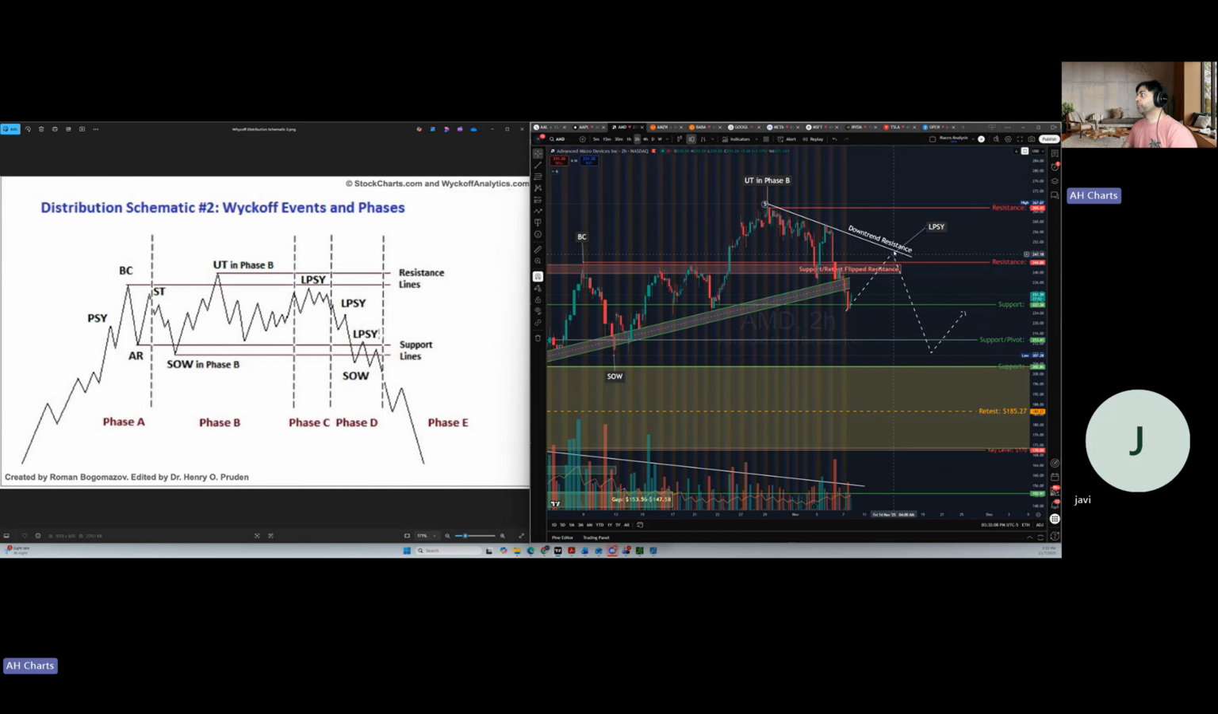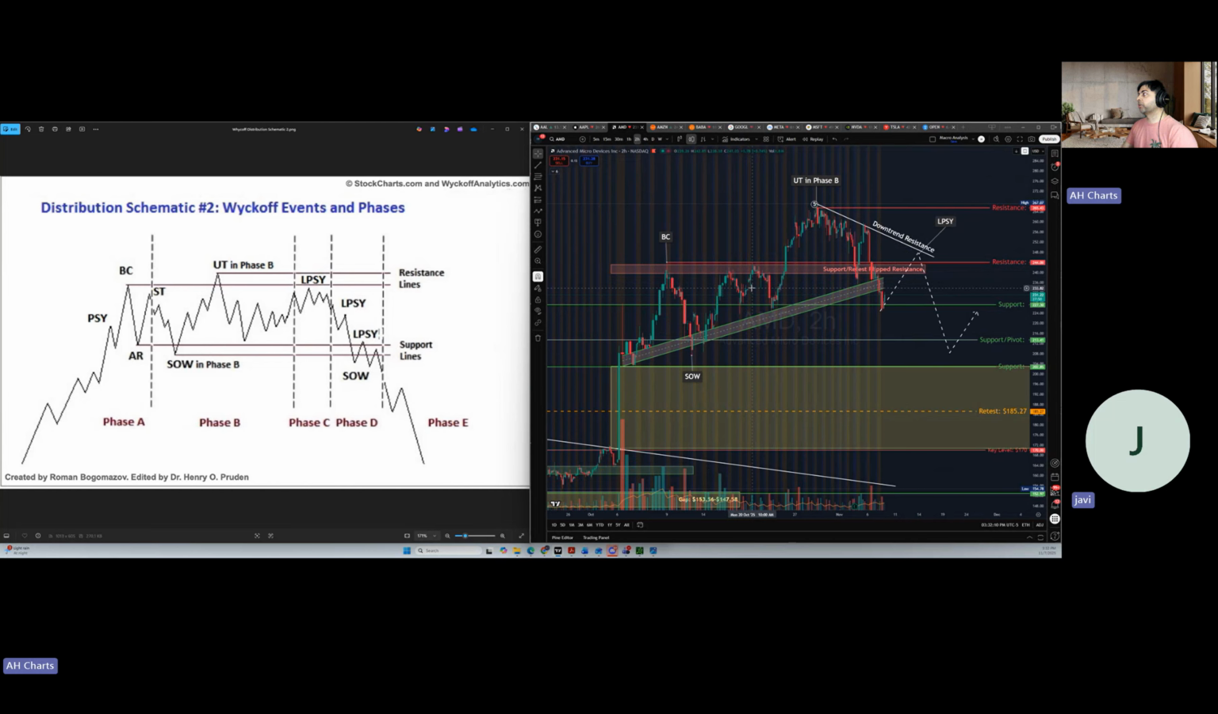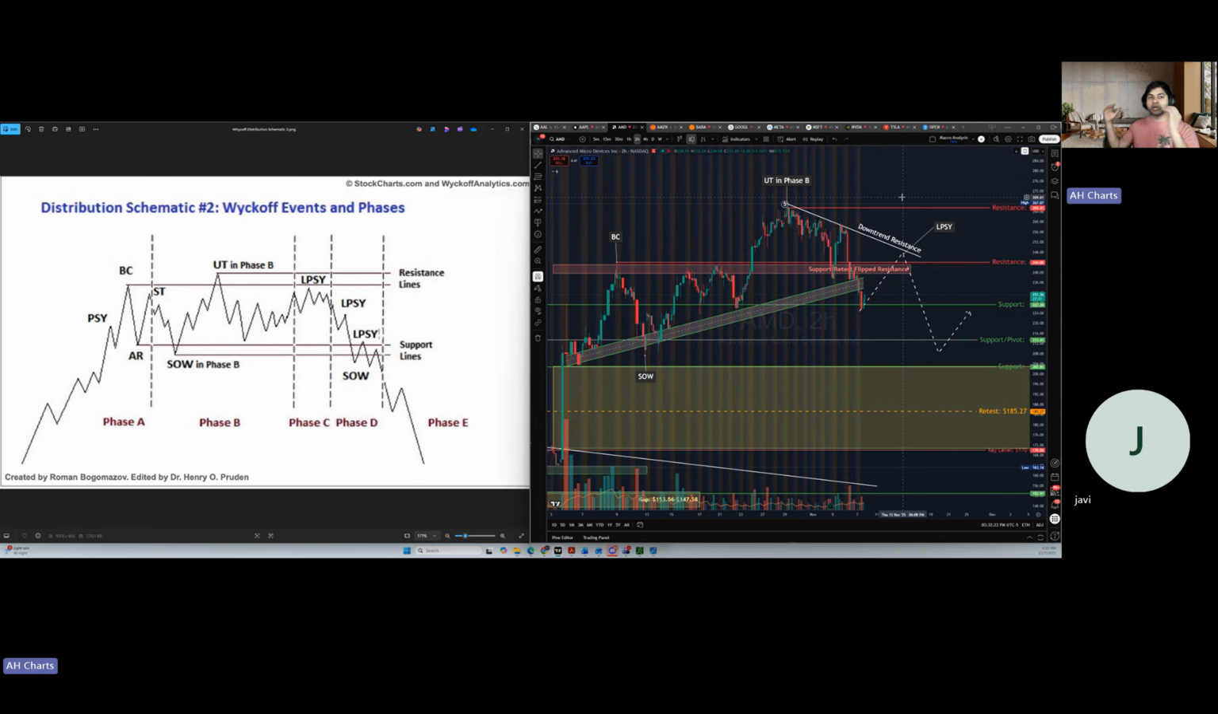And you break out of this. Therefore, this was not the top. And this entire structure here could possibly be this PSY or BC playing out, and then you still have to create a UT, because we're in wave 5. On Elliott Wave, we're in wave 5, but we don't know if wave 5 is in yet or not. We're still trying to figure that out.